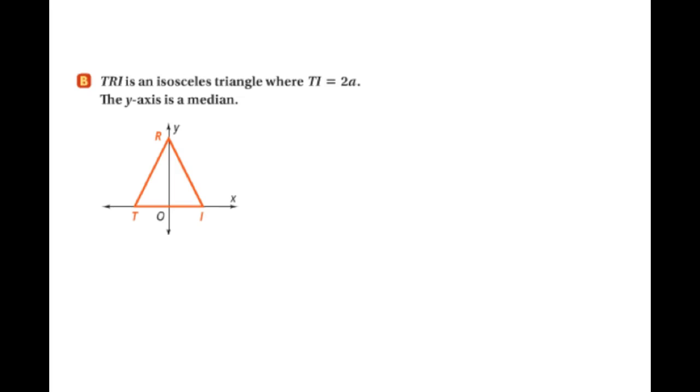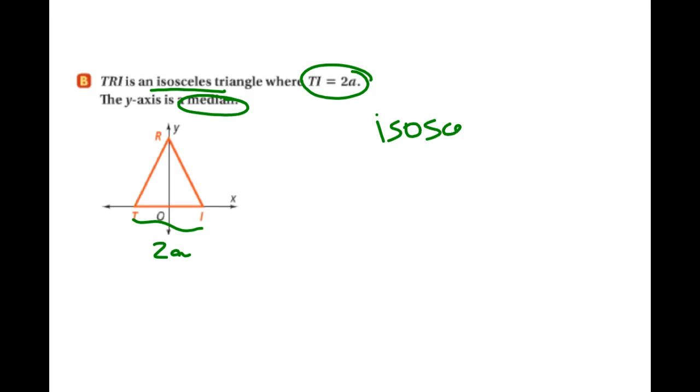All right, so here we're going to do the second problem together. This is TRI is an isosceles triangle. We know a lot of things about isosceles triangles. For TI equals 2A, so I'm going to say TI is 2A. The y-axis is a median. So first off, I think about isosceles triangles. That means there are two sides congruent.